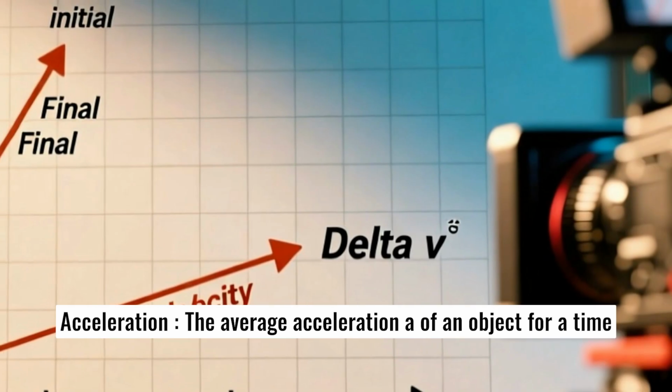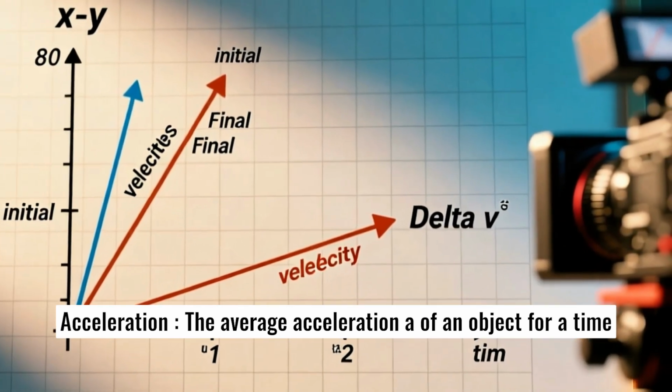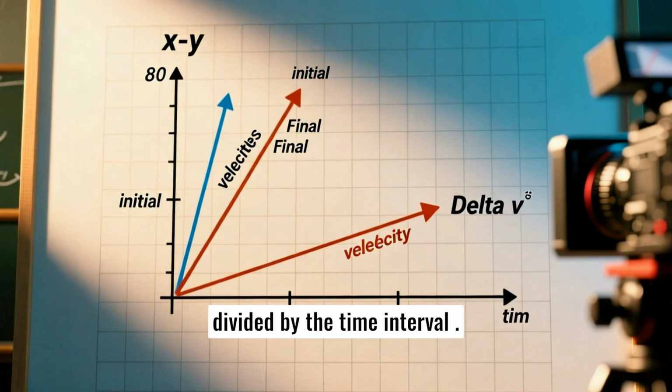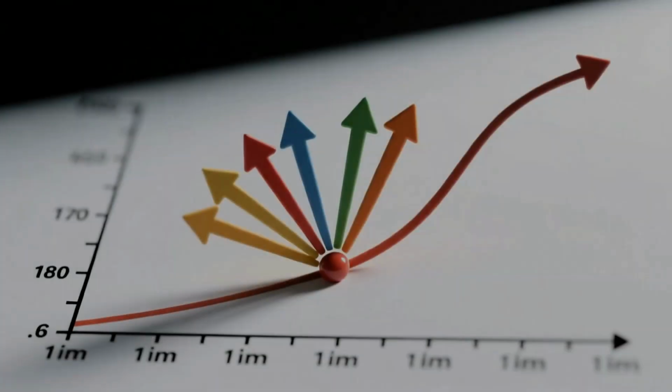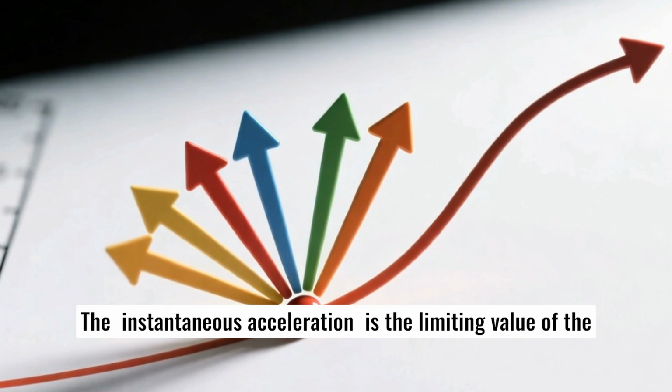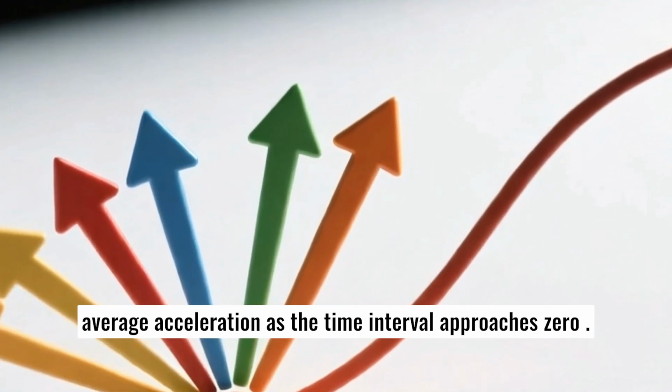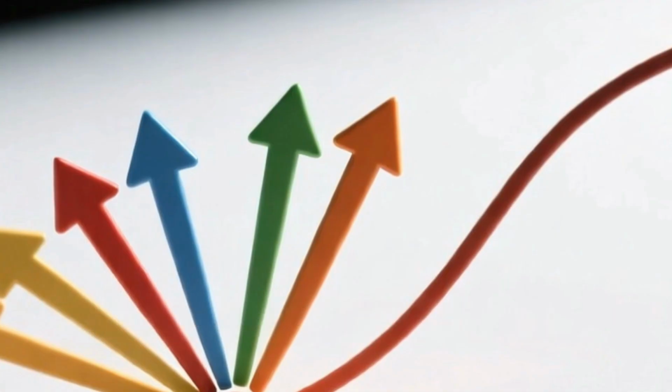Acceleration. The average acceleration of an object for a time interval delta t moving in the x-y plane is the change in velocity divided by the time interval. The instantaneous acceleration is the limiting value of the average acceleration as the time interval approaches zero.